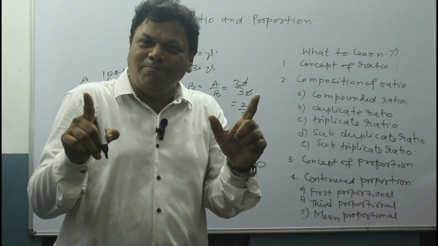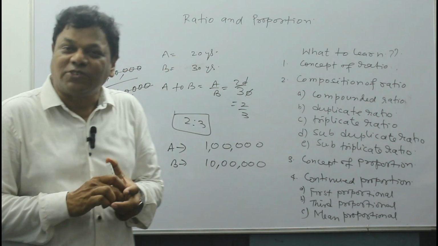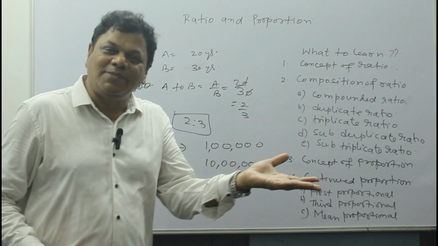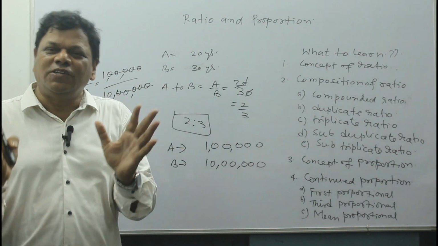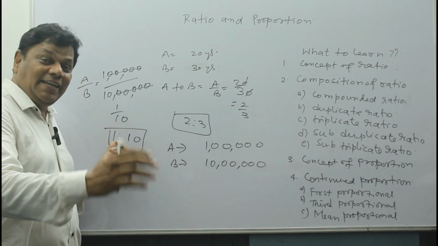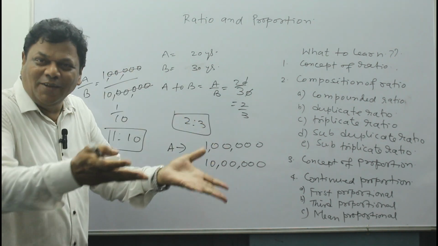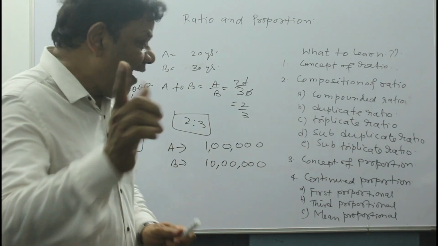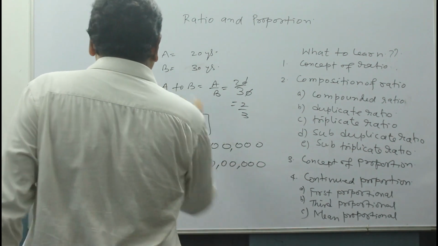So their fathers' income ratio is 1 is to 10. Okay, children? 1 is to 10 does not mean his father's income is 1 rupee and the other's is 10 rupees. No, that is the ratio. In the simplest form, we say the income ratio is 1 is to 10. If one says his income is 10 times 100, that is 1000 rupees, the other will also multiply by 10. Clear?